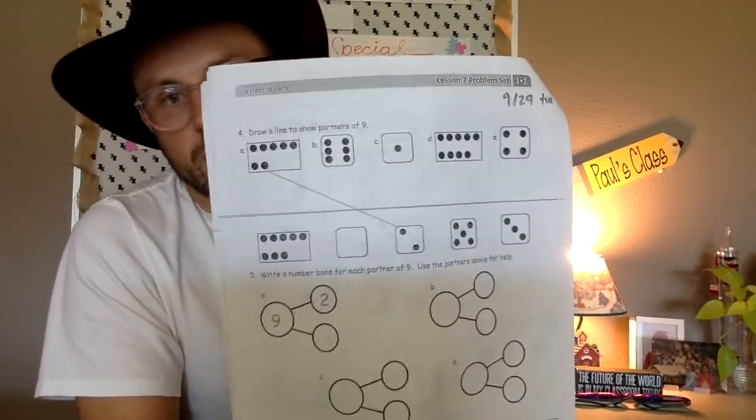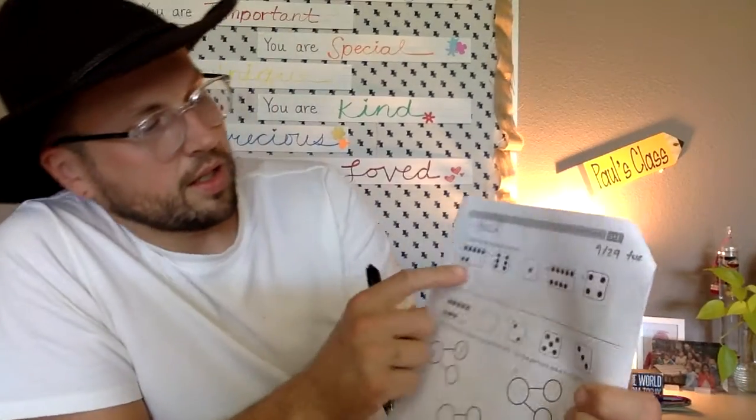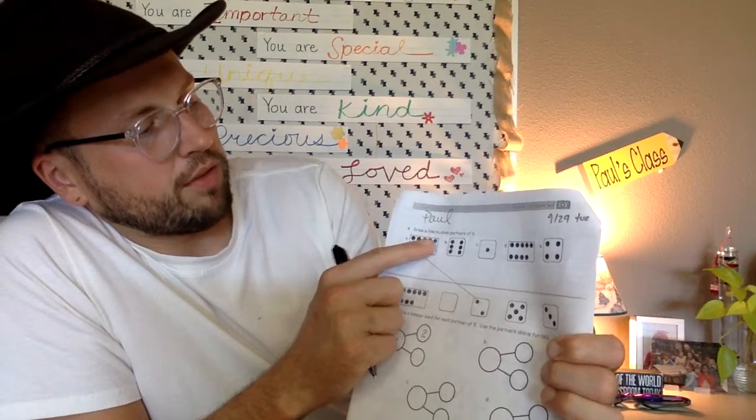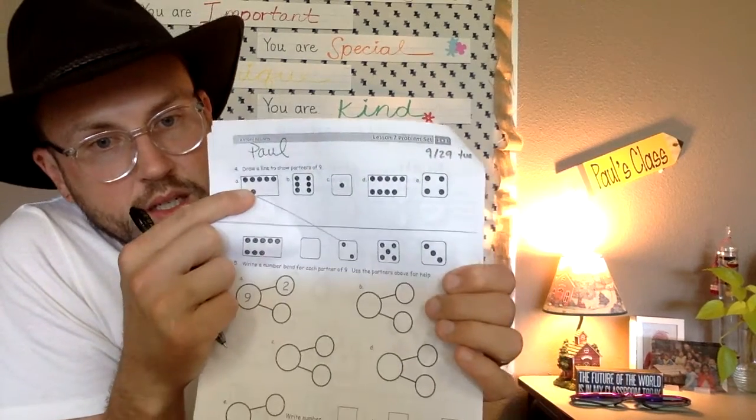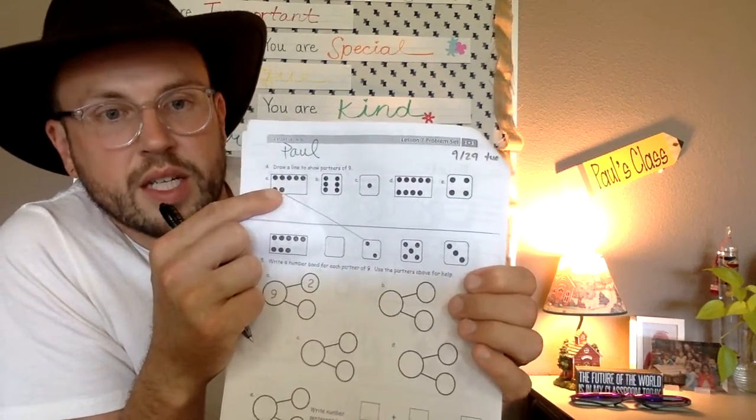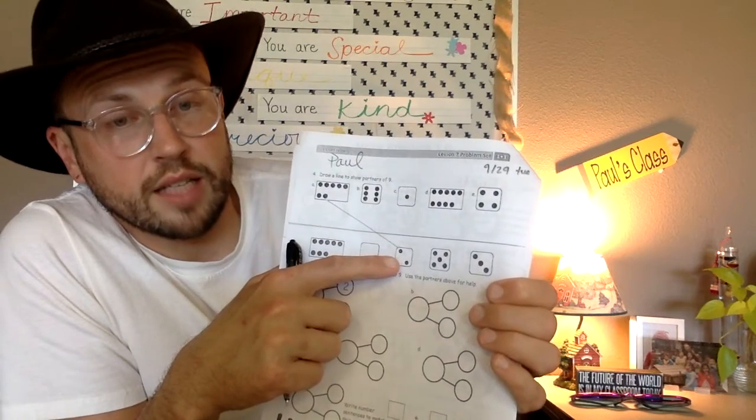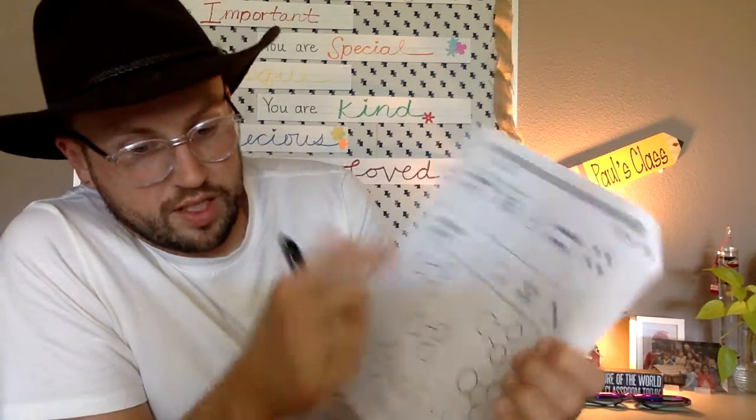Now when you're done, flip to page 4. Write your name at the top, and keep going. Draw a line to show partners of 9. Okay, 1, 2, 3, 4, 5, 6, 7. Now if I have 7 of something, I need 2 more to equal 9. Okay, so trace that line from the 7 to the 2.